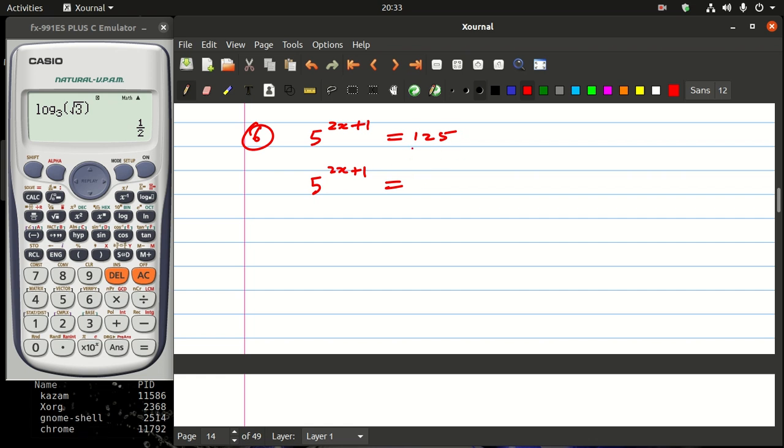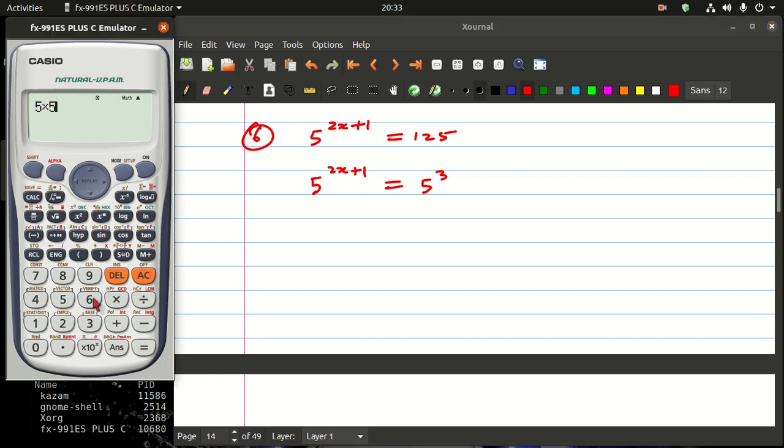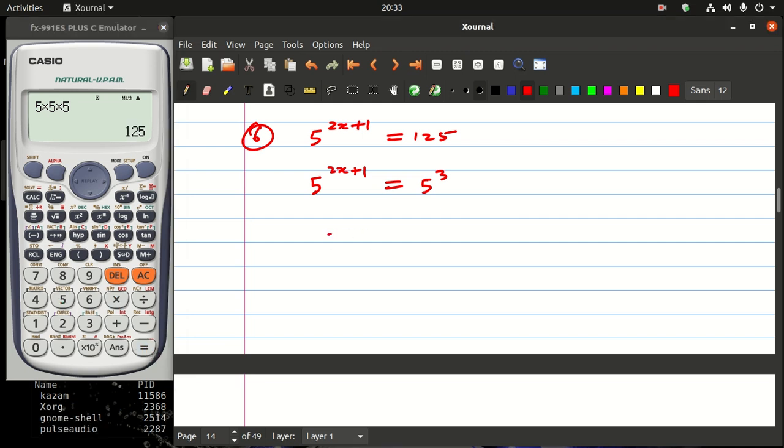So here 125, if we divide it by 5, we will find out that we have 25, which is the same as 5 times 5. So this is going to be 5 raised to 3. 5 times 5 times 5, you will see that it is 125, which means now we have 2x plus 1, because this base here and that base is the same. So 2x plus 1 is supposed to be the same as 3, or 2x is supposed to be 3 minus 1. This was positive. Jumping the equal sign, it becomes negative.